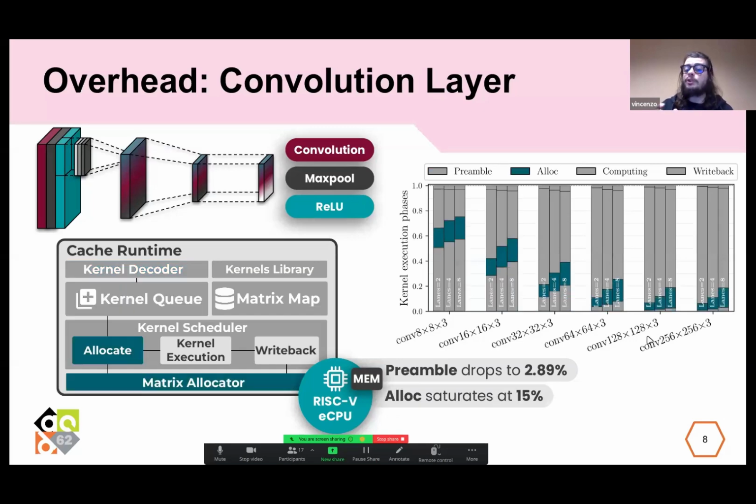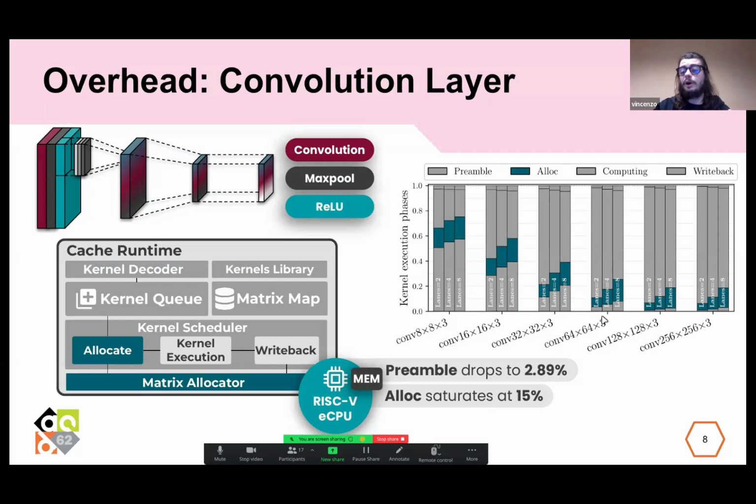Then moving to the allocation phases. The allocation phases are those phases where we are moving data with our DMAs within Arcane, to put data in the matrix shapes so that we can run computations using the vector units.